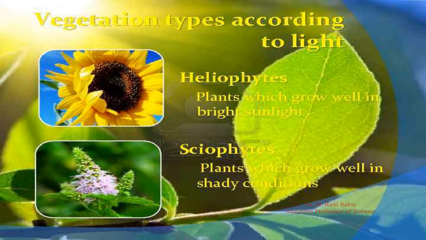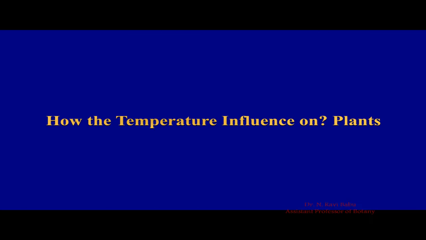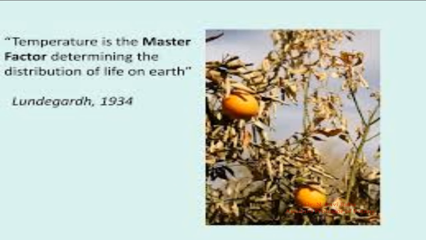Now it's time for us to move on to the topic of how temperature influences or acts upon the plants. And in this context, we need to deal in detail with temperature, I mean, what temperature literally means, and the things which are allied with temperature, right? Okay, friends. Temperature is the master factor in the distribution of vegetation over the earth.